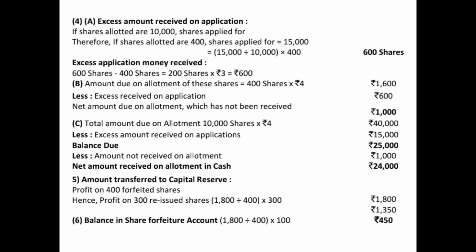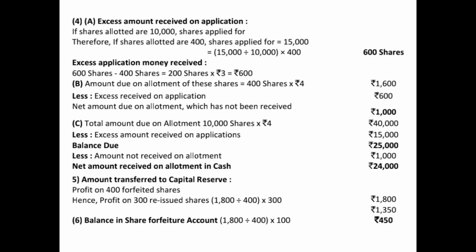So that means those who have applied for 600 shares, we have allotted them 400 shares, and therefore they have not paid the allotment money and the calls money. So excess application money received on such shares, we will see that 600 they have applied and we have allotted 400 shares. So that will be adjusted. Excess 200 shares on which 3 rupees of application has been received, that means 600 is excess lying already, and allotment due on such 400 allotted shares is 4 rupees. So 4 rupees on 400 shares, that is 1600, out of which 600 is already lying. That means net amount out of this which is due on allotment and has not been received is 1000 rupees.